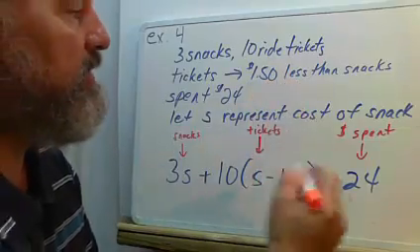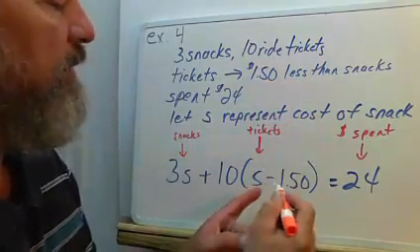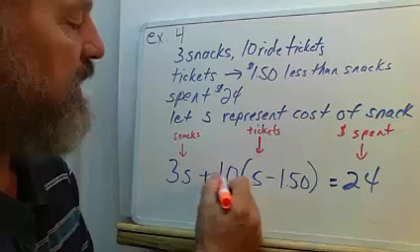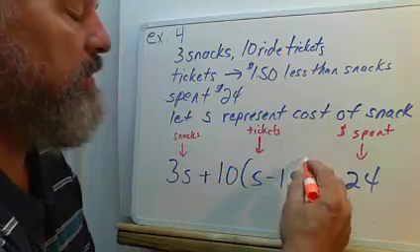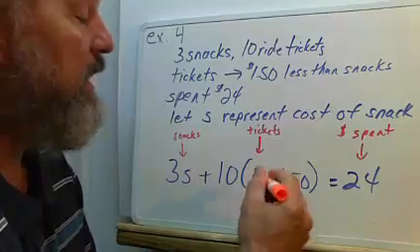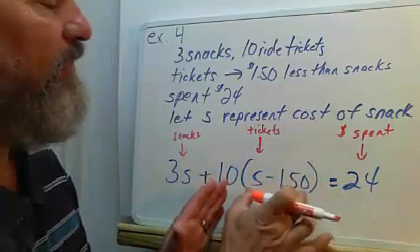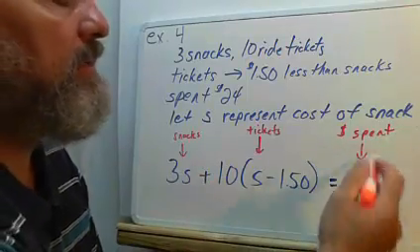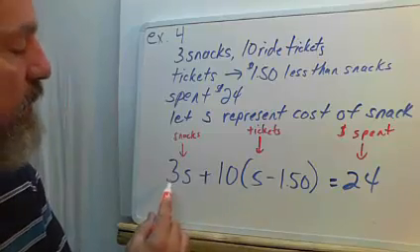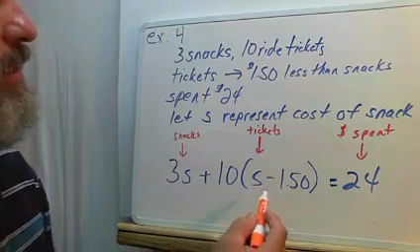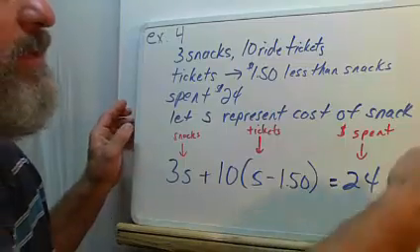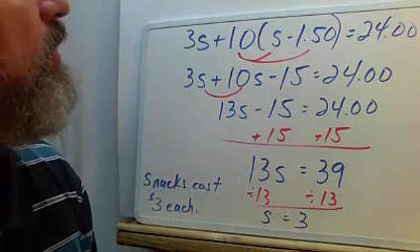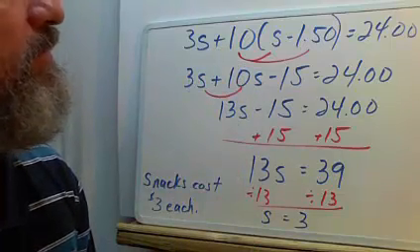Well, since we bought 3 snacks, we would write the algebraic phrase 3S, which is 3 times the cost of the snacks, plus 10 times the cost of the ride tickets, and the ride tickets cost $1.50 less than snacks. So remember, this has nothing to do with a less than symbol. This is $1.50 less than the cost of the snacks. And we have 10 times that, but because we're doing a subtraction here, we have to put that in parentheses, find out what that number is, and then multiply it by 10. Or in this case, we're going to distribute it. And then lastly, of course, we spent $24. So our equation is 3S plus 10 times the quantity S minus $1.50 equals $24.